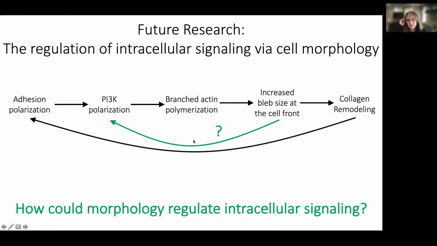There's one more surprise that we found, which is that when we alter bleb size, we directly alter signaling within the cell. When we suppress blebs, we find that it suppresses PI3 kinase polarization. So here we have a situation where morphology is itself regulating intracellular signaling, which is unusual in this space. Normally we think of it the other way around. We think of signaling as controlling morphology.